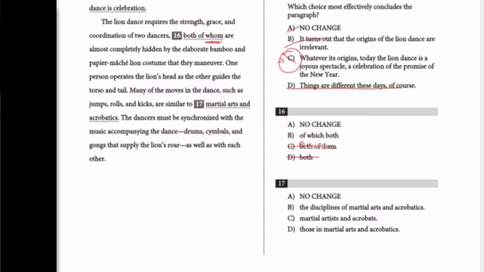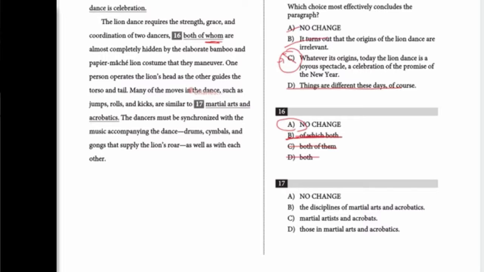So it's either both of whom are completely hidden, or of which both. No, it wouldn't be of which both. Now the correct answer here is A, no change. Both of whom, they are the subject or object of the sentence. So that's correct. Moving on to 17.